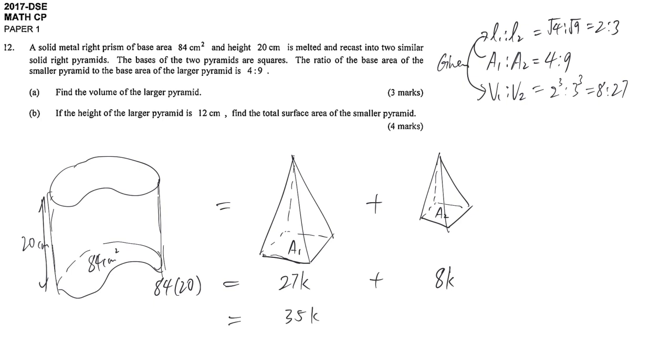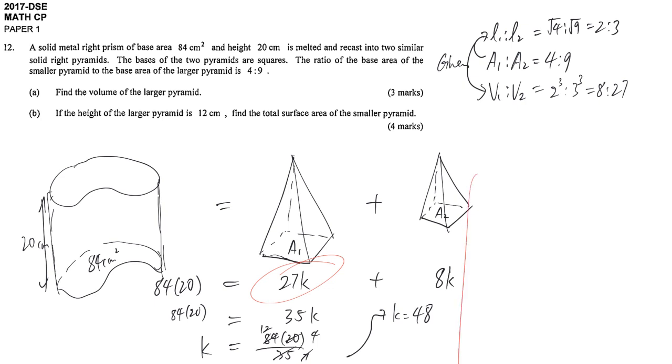So 35K is 84 times 20. Then K is equal to 84 times 20 divided by 35. Divide both sides by 5, we have 4 and 7. Divide both sides by 7, we have 12. So that's why K is equal to 48. But the question is not yet finished because we need to find out the larger pyramid volume. So what we are interested in is 27K.